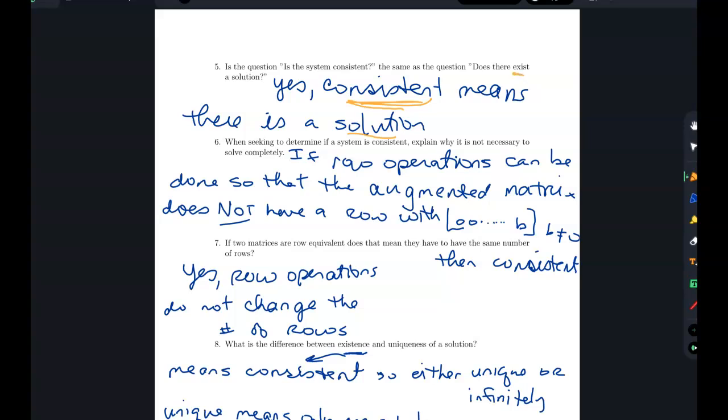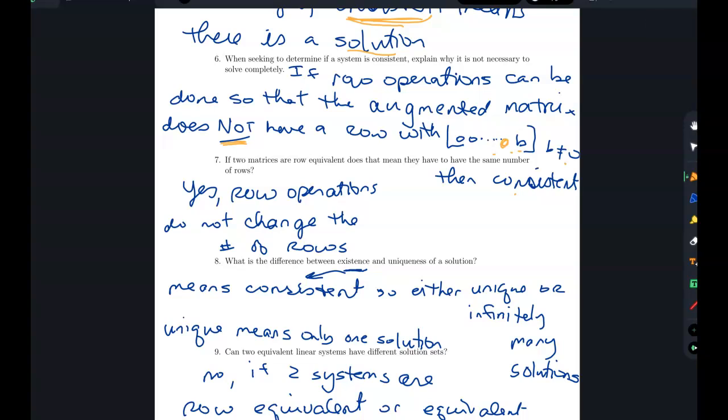Existence. Okay, so when trying to determine if a system is consistent, explain why it's not necessary to solve completely. If I do row operations, and it can be done so that the augmented matrix does not have a row with 0, 0, 0, 0, and then b, so I should put a 0 here, so all zeros and then a number at the end where the b is not 0, if it does not have that, it is consistent. If it does have 0, 0, 0, 0, and then a b in the augmented matrix, then it is inconsistent.